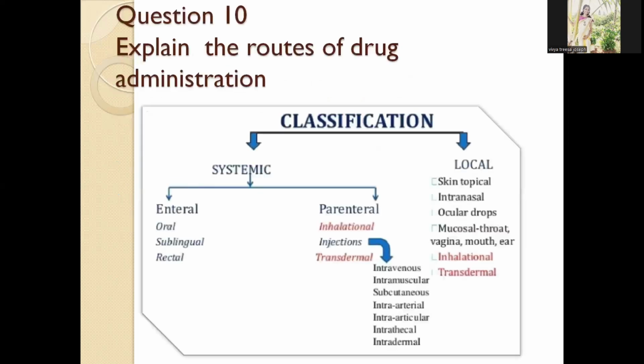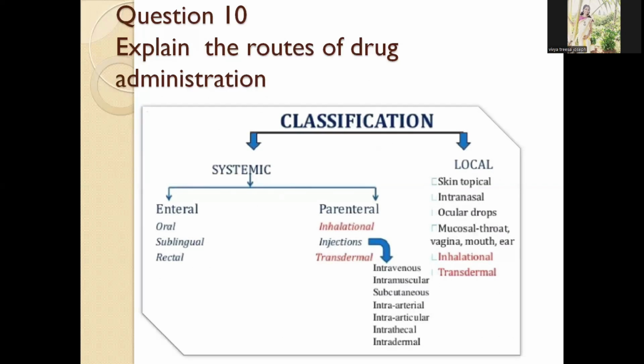Then this is an important question. Explain the routes of drug administration. So we have to explain each and every route. So generally we know that it is classified into systemic route and local route. In systemic route, the route of administration comes like enteral and parenteral.